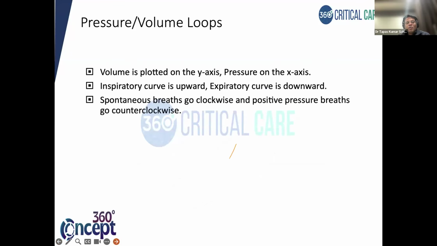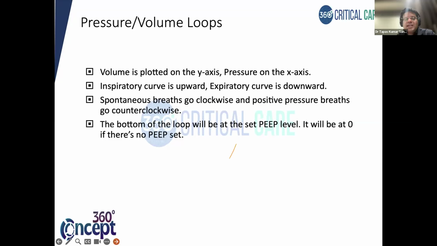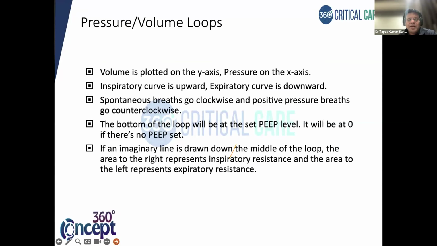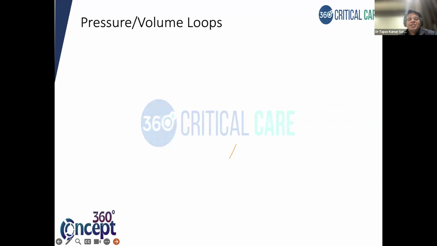Now, spontaneous breaths go clockwise and positive pressure breaths go counterclockwise. That is again one of the important things. So clockwise would be a spontaneous breath, but positive pressure breaths will go anti-clockwise. Okay. Now the bottom of the loop will be at the set PEEP. So PEEP would be the first initiating point, and it will be 0 if you are not setting any PEEP. Now, if an imaginary line is drawn down the middle of the loop, the area to the right represents the inspiratory resistance and the area to the left represents the expiratory resistance.